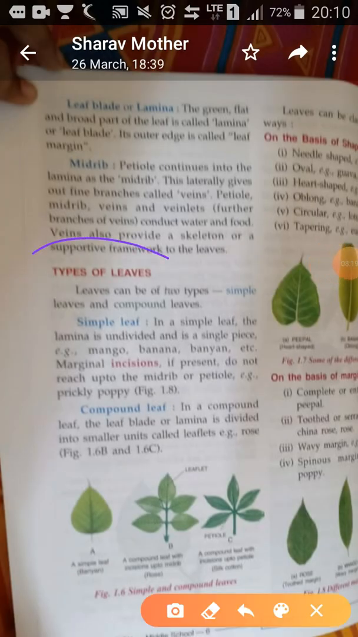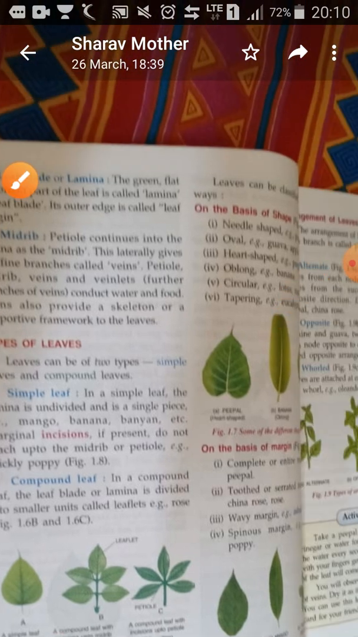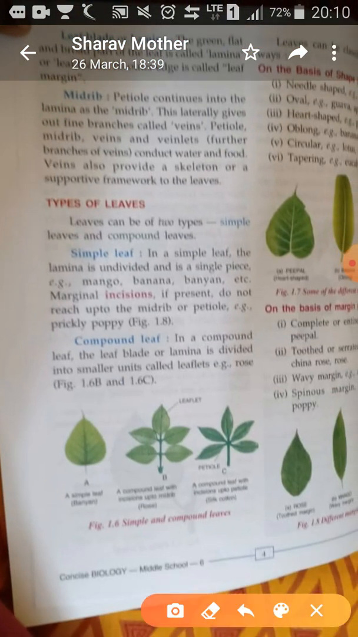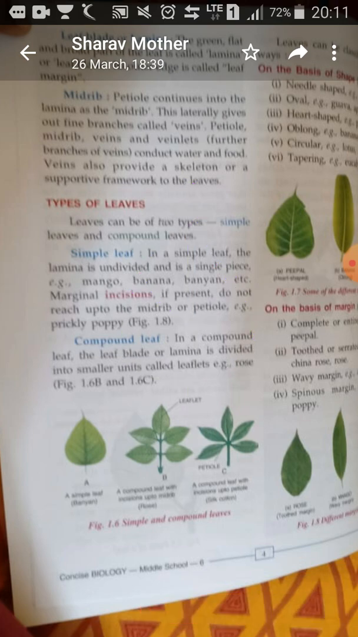Next we will study the types of leaves. What are the two types of leaves? Simple leaf and compound leaf. So what is a simple leaf? A simple leaf is the kind of leaf I was drawing until now, which you normally draw in pictures. This is what you call a simple leaf. Then what is a compound leaf?